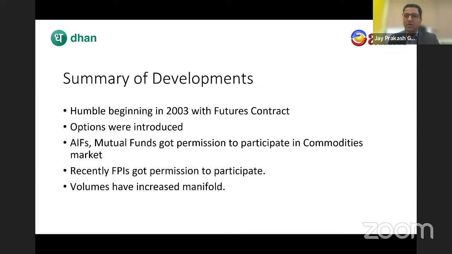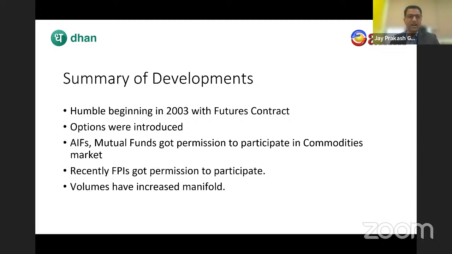So there is some sort of interest coming in, and with active participation from FPIs and mutual funds, this market is likely to grow. And just to give you some information, globally, commodities markets are almost 3 times the equities market. But in India, the cycle is not the same, because in the global market, institutions first participated, and then later it came to retail. In India, it's the opposite. Retail entered first, and now institutions and FPIs are getting permission to participate.